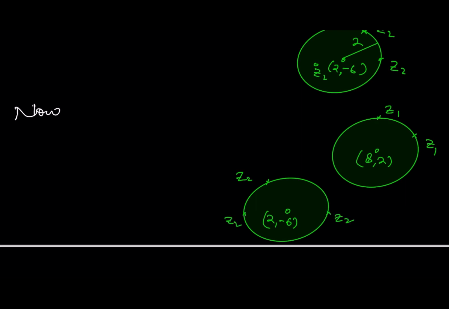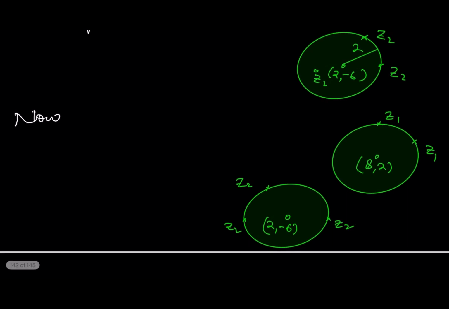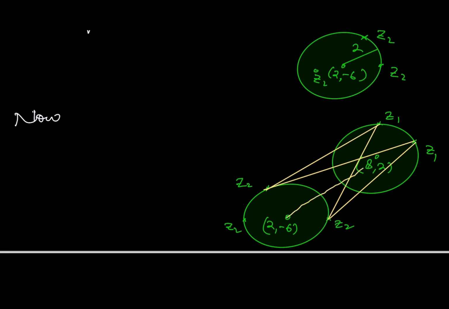See, we have seen above that mod of Z1 minus Z2 is the distance between Z1 and Z2. So if we are seeing distance, this distance or this distance, right? Or this distance, okay? Or this distance. But if we see the distance along the line joining the centers, and suppose Z1 is here and Z2 is here, then only the distance can be minimum, right?